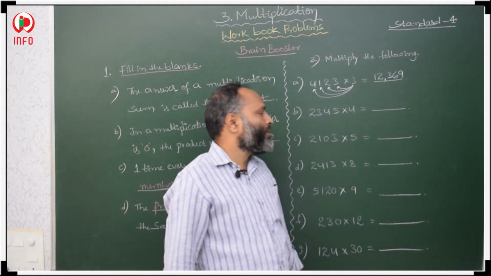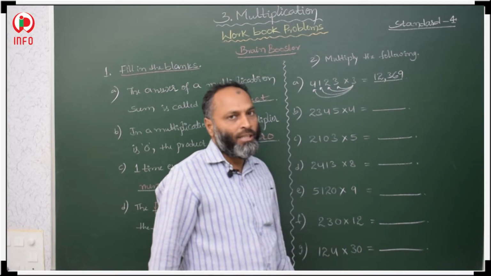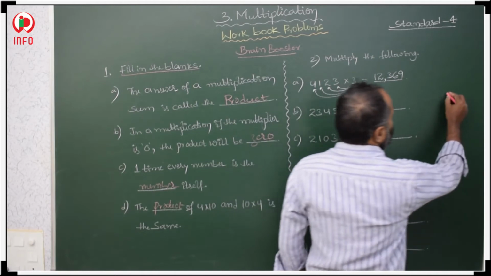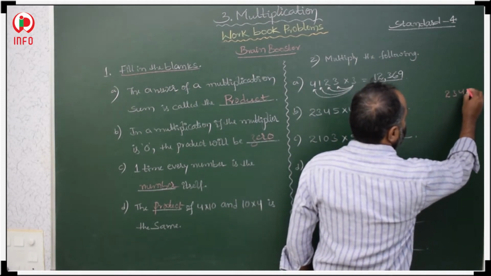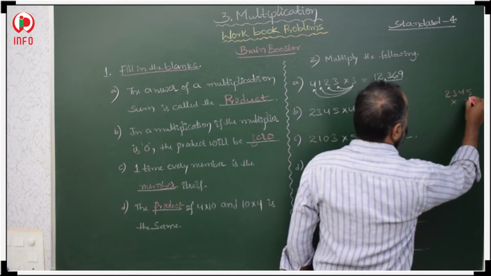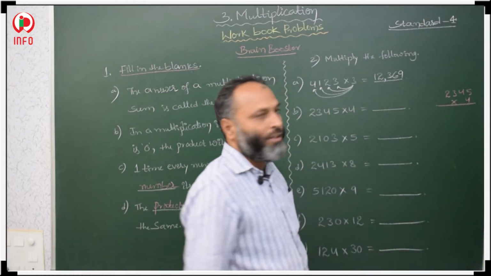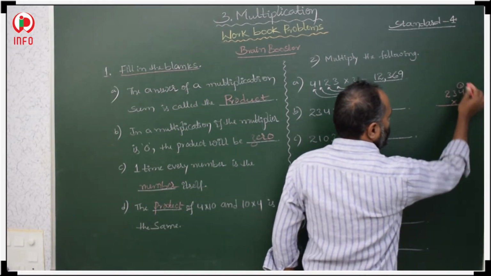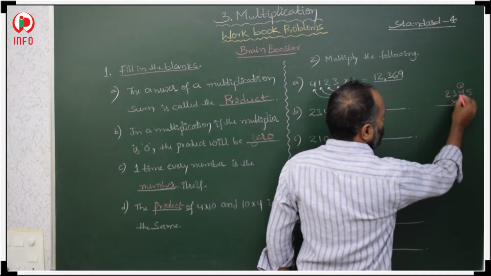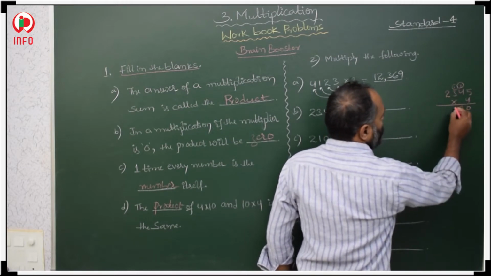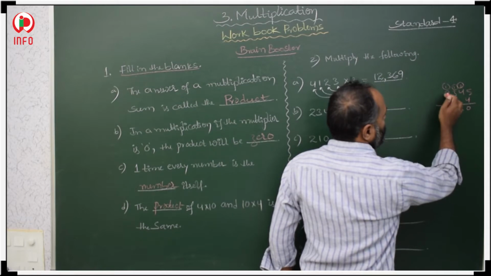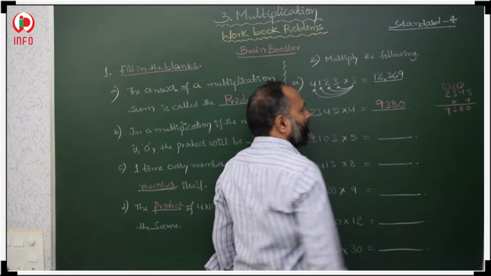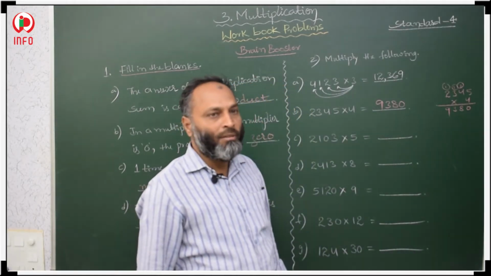If you want to do in detail, that is your wish. Take a rough column, 4123 into 3, then do in detail. I am showing here in detail. 2345 multiply with 4. First we have to multiply 4 with 5. 4 5's are 20, 0 here and 2. 4 4's are 16, 18 and here. 4 3's are 12 plus 1, 13. 4 2's are 8 and 1, 9. 9380. This is the product when we multiply with 4.